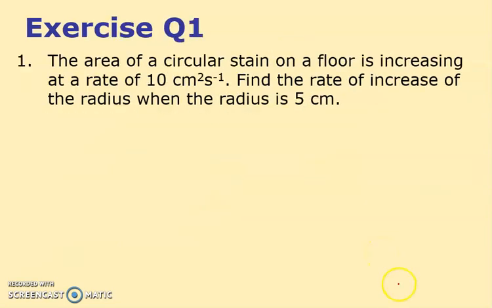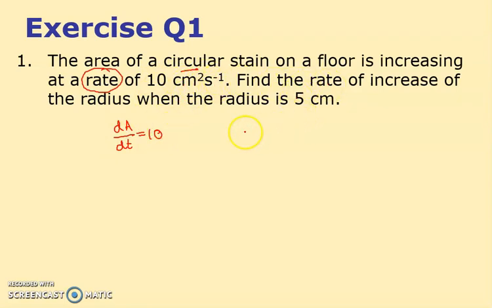Perfect. So this question says the area of a circular stain on the floor is increasing. First of all, it's circular, make sure I know that. It's increasing at a rate. So whenever you see this word rate, as I said before, highlight what it means. It's the area, so I'm going to write dA. It's a rate, it's always dt. dA by dt is increasing at a rate of 10 square centimetres per second.